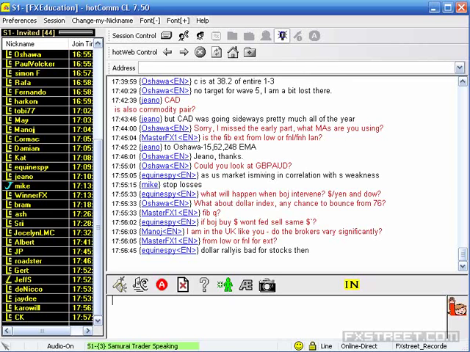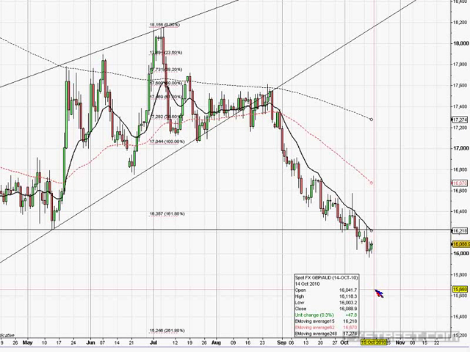Do UK brokers vary significantly? It depends what you're looking to do. It depends whether you're looking to spread bet or not really. No. I've got my favourites.